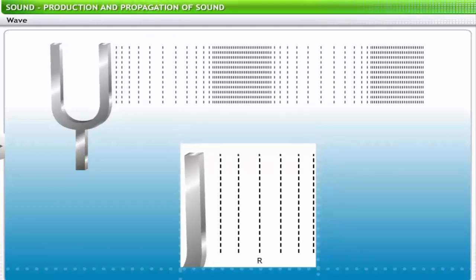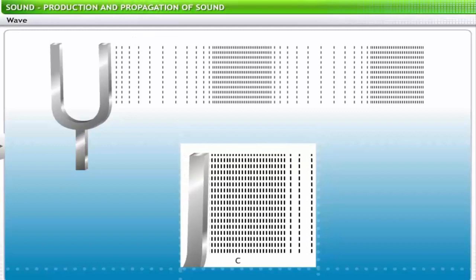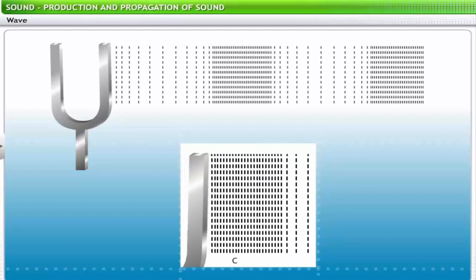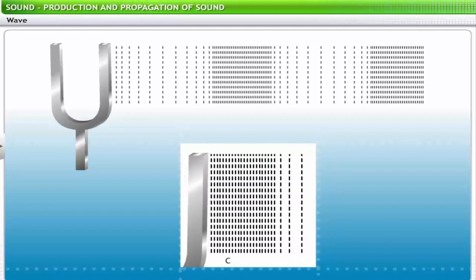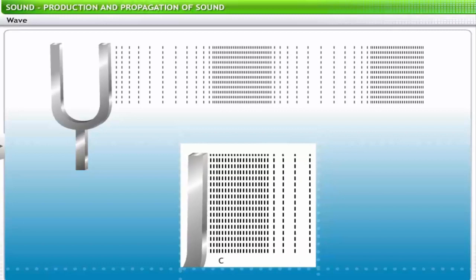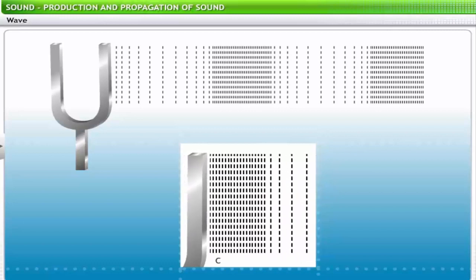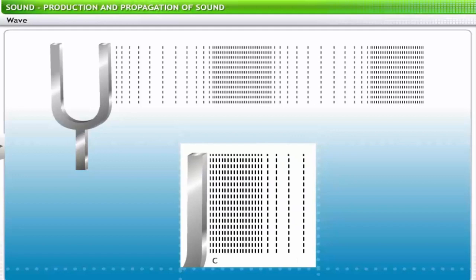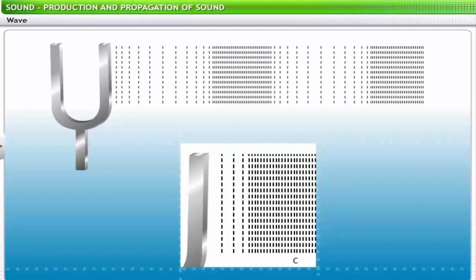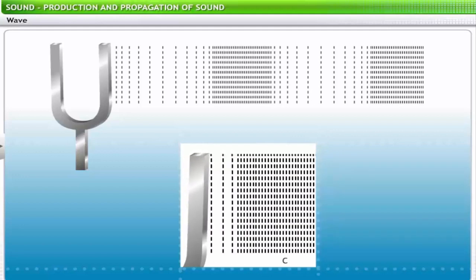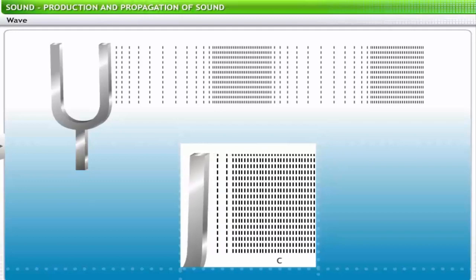When the prong moves backwards, it creates a region of low pressure, called rarefaction. In this region, the density of air is lower than the normal. Thus, as the tuning fork vibrates, the to and fro motion of the prongs of the fork create a series of compressions and rarefactions in the air between the fork and the listener. These compressions and rarefactions comprise a sound wave that propagates through the medium.